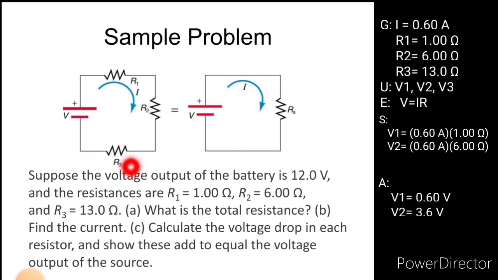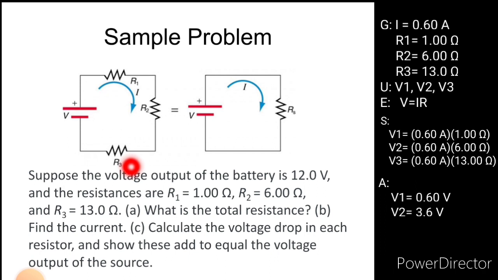And finally, for R3, same formula, V3 is equal to I R3. So I is 0.60 times 13 ohms. That would be 7.8 volts.